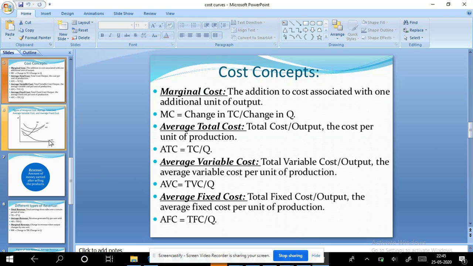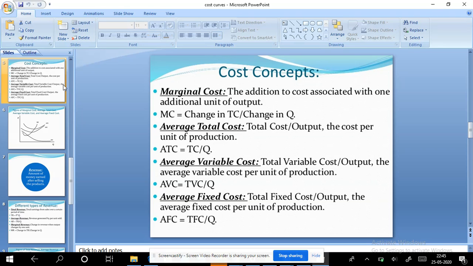When we are talking about the different types of cost, one is marginal cost. This is the addition to the cost associated with one additional unit of production. That means when we want to produce one additional unit of output, whatever cost we incur is called marginal cost. And average total cost means total cost divided by output. That means whatever average cost we want to get, we divide total cost by the output.